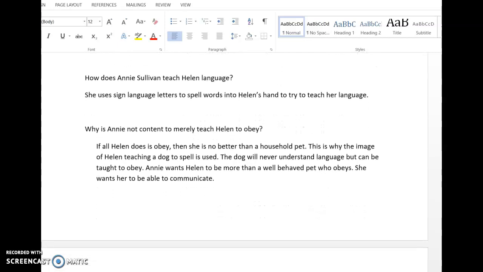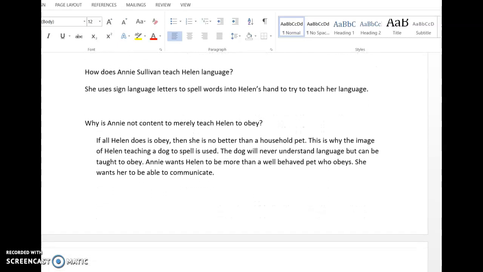Okay, one question that I asked you on the Act 3 worksheet too was, why is Annie not content to teach Helen to obey? If all Helen can do is obey, so she takes her to that field house for 2 weeks to teach her manners, essentially, and her parents are very impressed. But Annie wants more than that for Helen, because if she just learns to obey, then she's really not any better than a household pet.